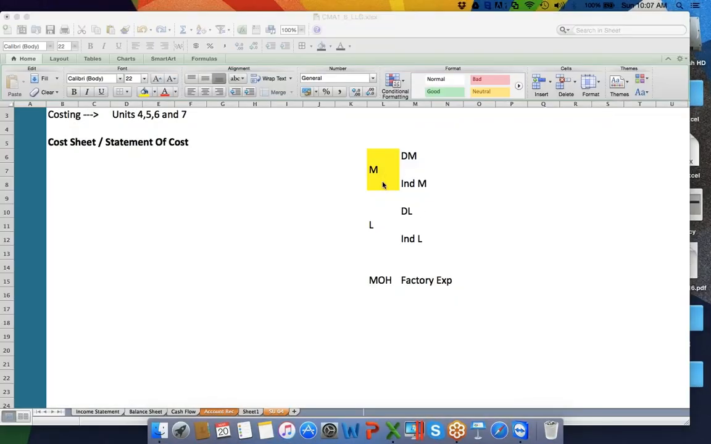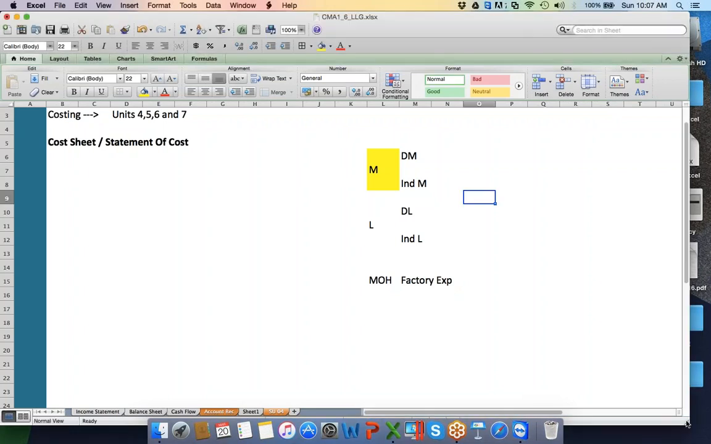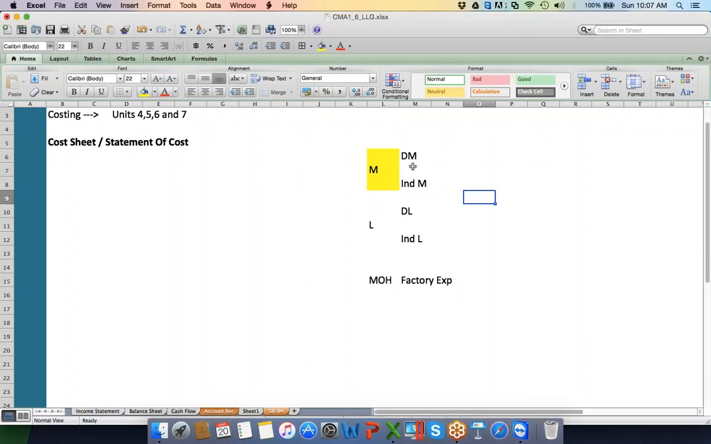In material, you have two types of materials. One which is used in the production process, which is visible in the product, like plywood in a table. Whereas indirect materials are like tools, consumables, etc., which are consumed in the production process, like glue used in fixing the tabletop. That is called indirect material.